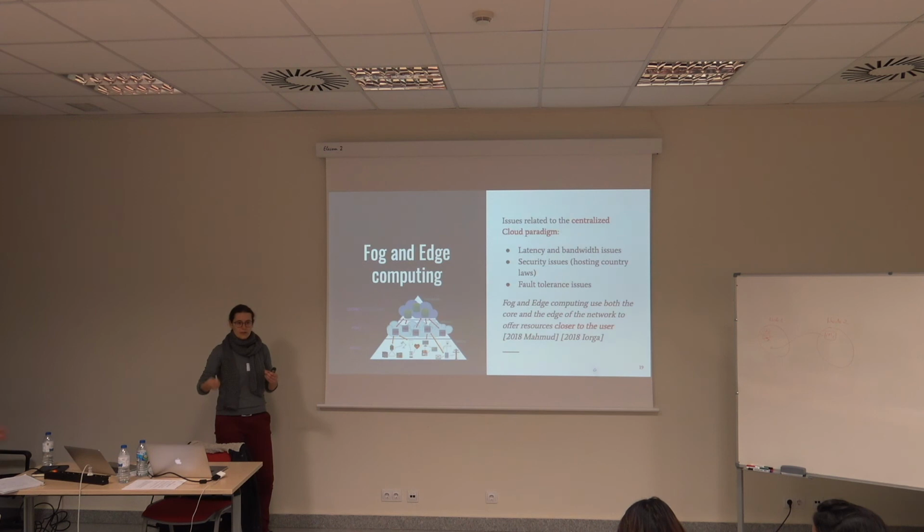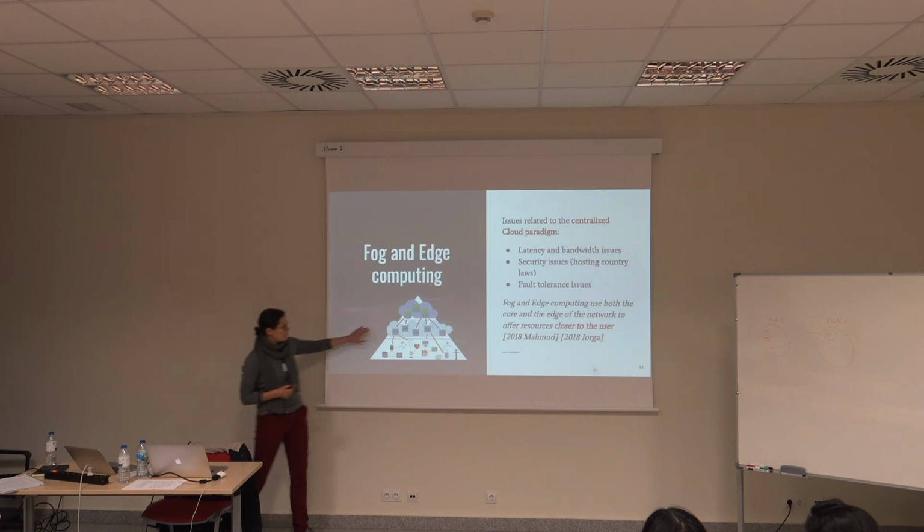So the idea of fog and edge is to use network infrastructure to distribute some computational resources which are smaller than cloud computing, but geographically distributed. And so you get your computing results very fast. You can apply the law of the local country, and you will not have a single point of failure because the network is highly connected. Okay. So this is the basic idea of fog and edge computing.